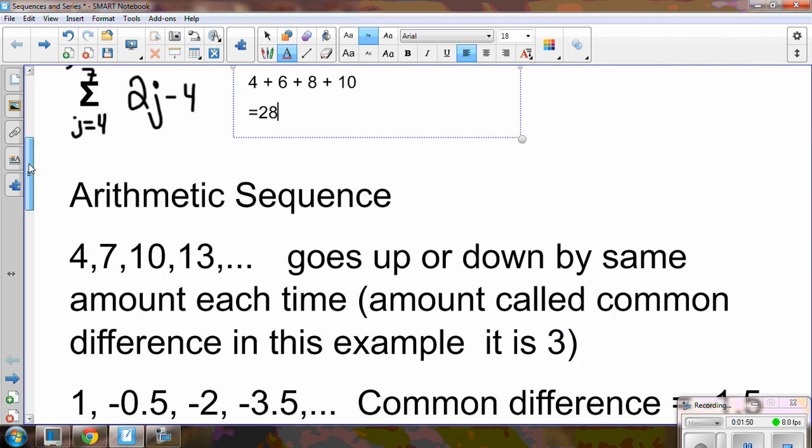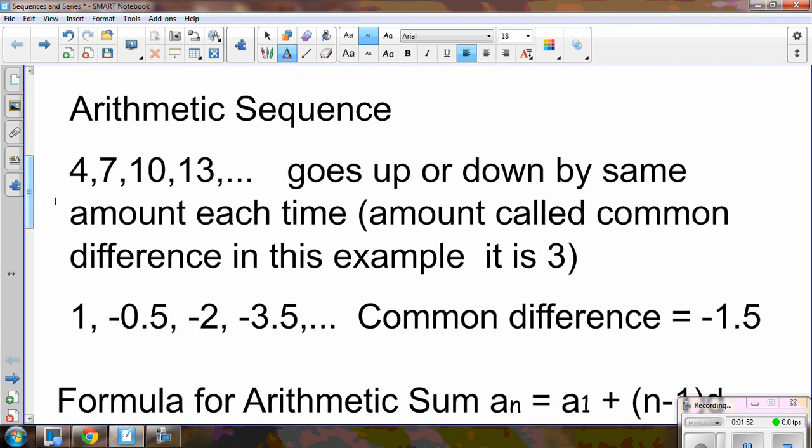This particular example is known as an arithmetic sequence, which is a list of numbers like 4, 7, 10, and 13 that goes up or down by the same amount each time. This amount is called a common difference. In this example, it was 3. For example, we have 4, then 7, then 10, then 13. If we add 3, we would get 16, and then 19, and then 22, and so on.